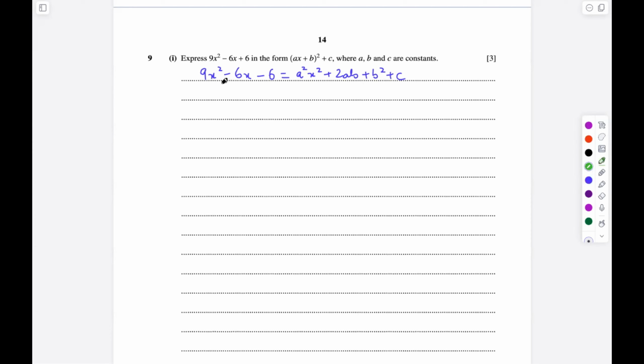Now comparing the coefficients on the left and the right hand side: on the left hand side, the coefficient of x² is 9, and on the right hand side it is a². So a² will be equal to 9 and a will be equal to 3. The coefficient of x on the left hand side is −6, and on the right hand side that is 2ab, since this was 2abx. So 2ab will be equal to −6. The value of a is 3, so that will become 6b = −6. So b will be equal to −6 divided by 6, which is −1.